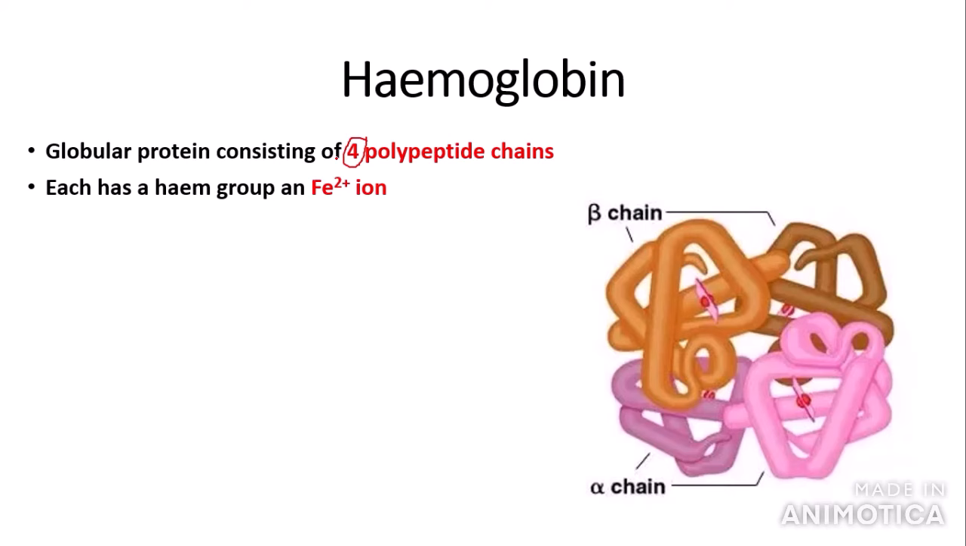Each chain, so we have 2 alpha chains and 2 beta chains, so 4 chains in total, and each one of these chains has what we call a heme group, and each heme group contains an Fe2+ ion or a ferrous ion, shown by the red dots here. So each chain has one Fe2+ ion or an iron ion.